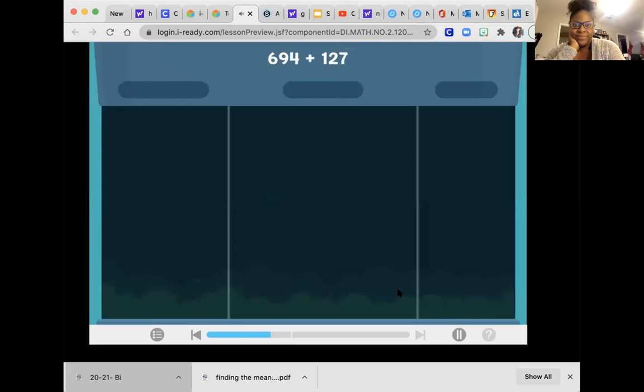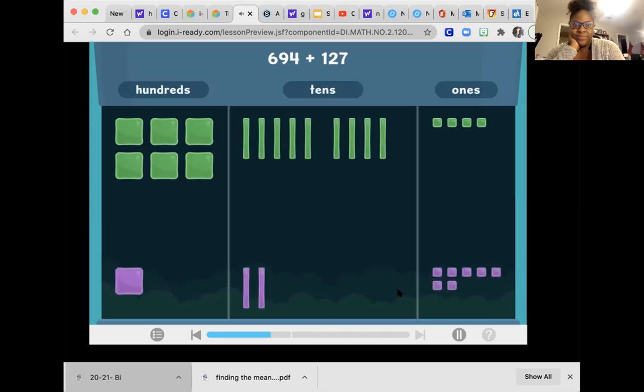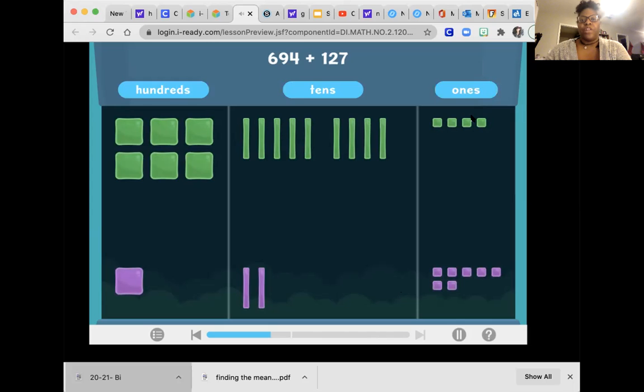Let's find 694 plus 127. Tap the buttons to move the blocks together. Again, the blocks in green represent the first number. The blocks in purple represent the second number. The first number, we have 1, 2, 3, 4, 5, 6 hundreds. And we have 1, 2, 3, 4, 5, 6, 7, 8, 9 tens. And then we have 1, 2, 3, 4 ones. So you see that 600, 9 tens, and 4 ones.